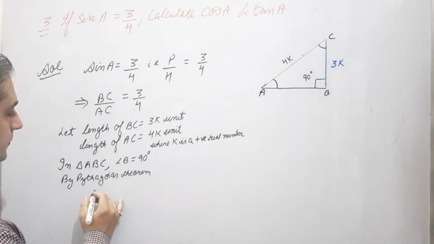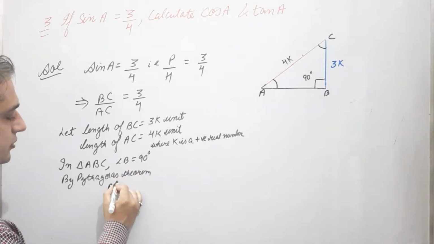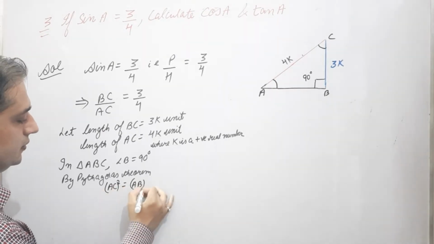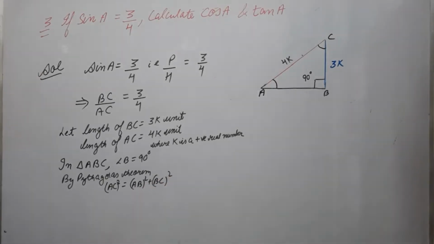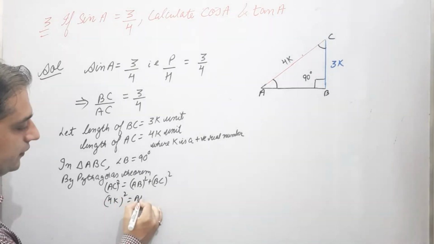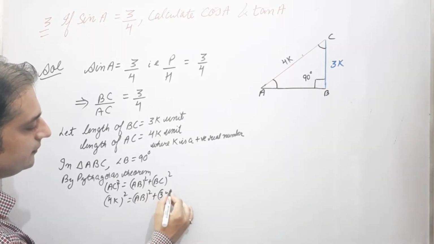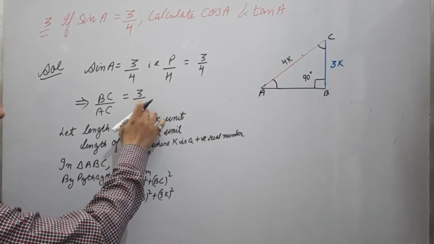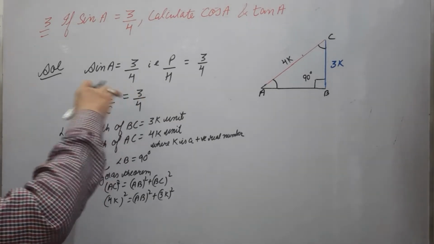So by Pythagoras theorem, the length of the longest side square, AC square, is equal to the remaining two sides, AB square plus BC square. Right? So AC square, you know, that is 4k square, AB square we have to find, plus BC is 3k square. The length of AC is 4k, right? It's not the length, it's a ratio. It's a standard form, meaning the ratio reduces to the lowest.